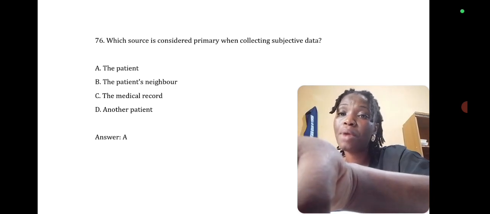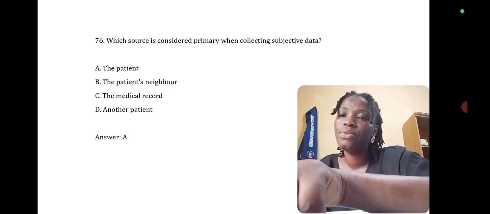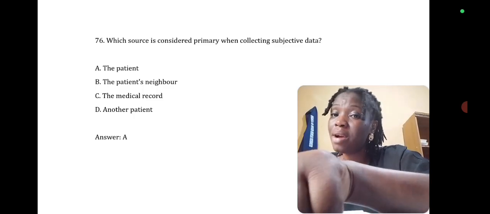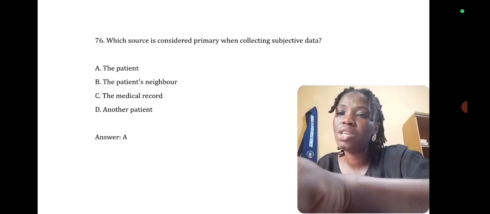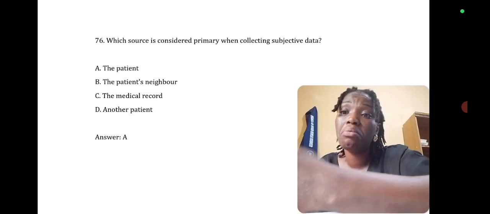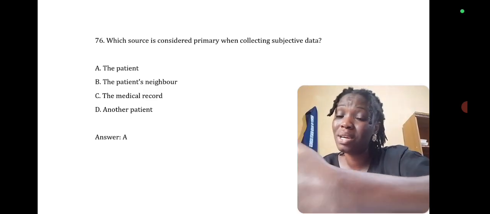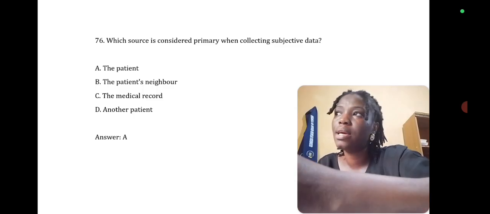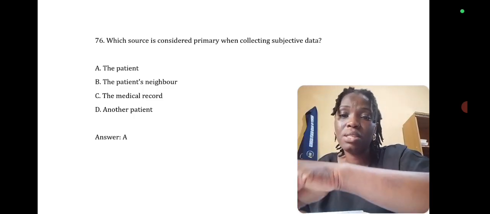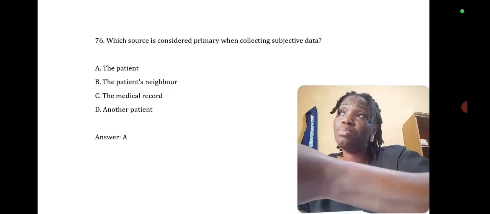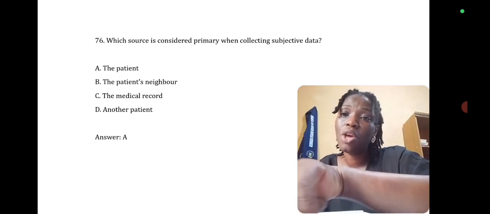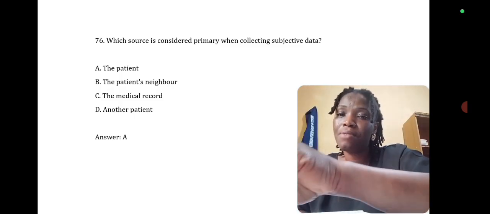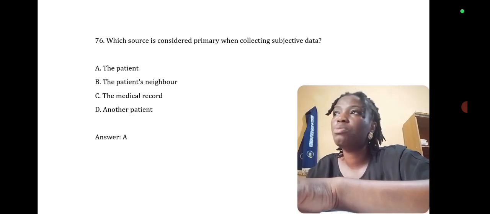Not just primary subjective. So the patients themselves is subjective data and it's also primary subjective data. Secondary is the neighbor, medical file, another patient. They are all secondary because they are not the patients. You understand? They are not the main victim. They will only tell you what the patient told them. But primary source is from the direct source, from the person that is affected. That's primary subjective data.